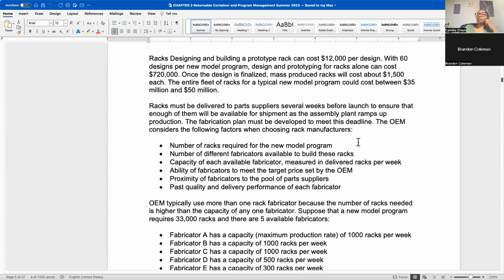So this is true. When you look at this for an OEM and any new vehicle, they're going to spend probably around $40–50 million just for the racks. That's pretty accurate.